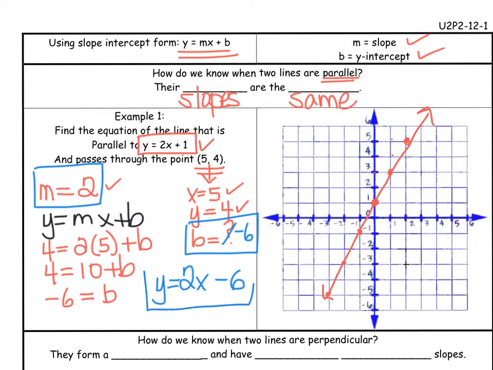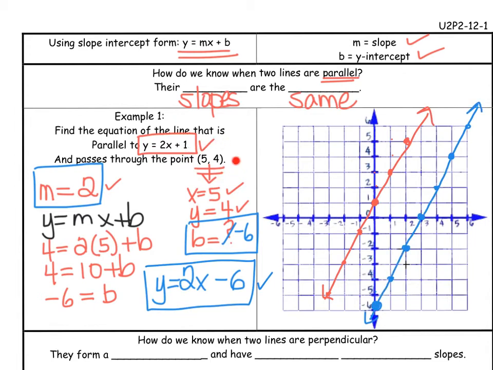So now I want to graph the parallel line to see if it is parallel to 2x plus 1 and does it pass through the point 5, 4. So my y-intercept is negative 6 and my slope is up 2 and over 1. Up 2 to the right, and keep on doing that till we run out of the graph. And if we look, lo and behold, yes, these two lines are parallel.